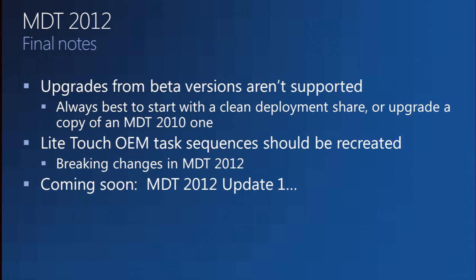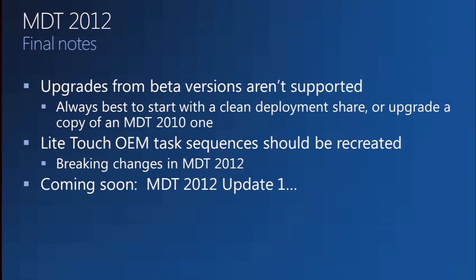If you're using Light Touch and have built OEM task sequences to do the OEM pre-staging of the media onto the hard drive, because of the partitioning logic changes that we made between MDT 2010 and 2012, you'll need to recreate those OEM task sequences. Fairly easy to do just because the task sequence is fairly simple. There's only like 7 or 8 steps in it, and you rarely customize that task sequence.